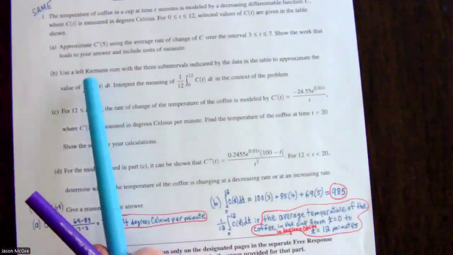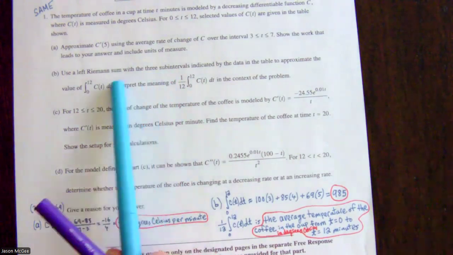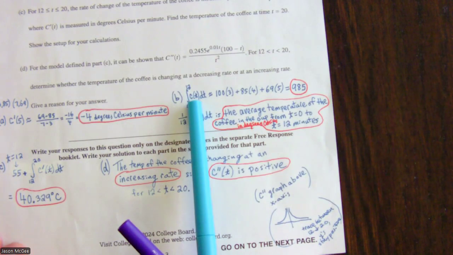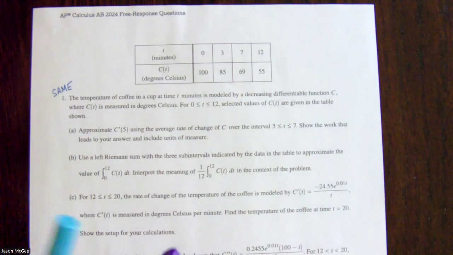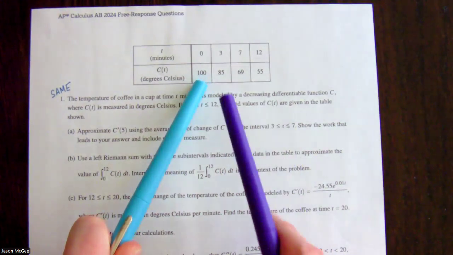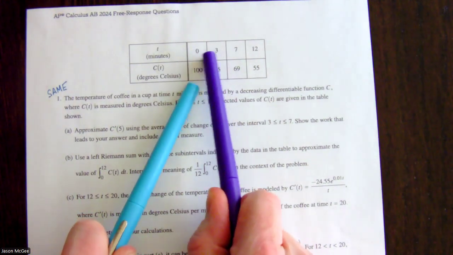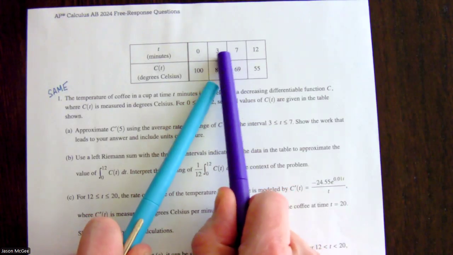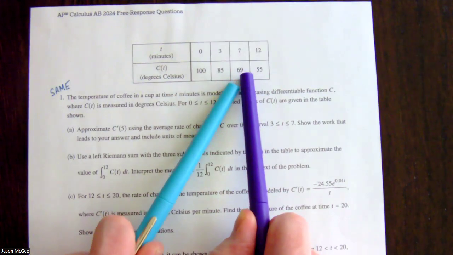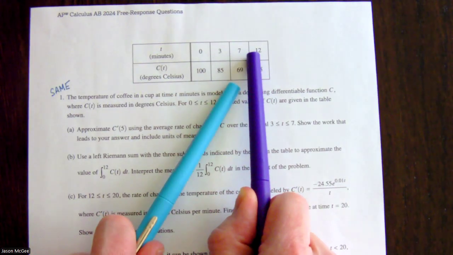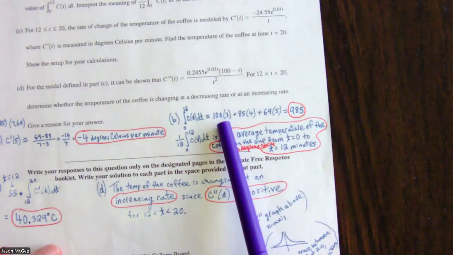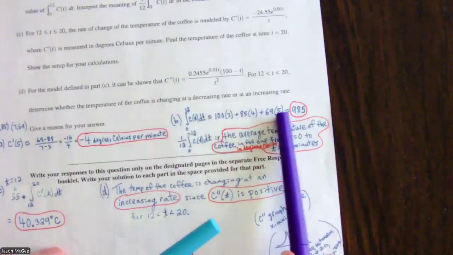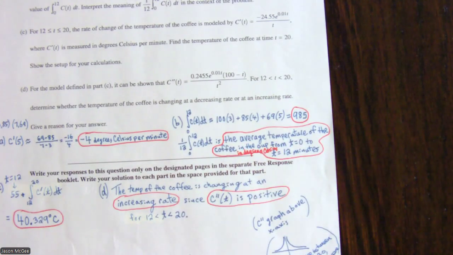Part B says use a left Riemann sum, 3 subintervals, to approximate this integral right here. Remember, if we do a left Riemann sum, we start at the left side of our interval. We're going to go 100 times the distance between 0 and 3, which is 3, plus the 85 times the distance between 3 and 7, which is 4, plus the 69 times the distance between 7 and 12, which is 5. So there's a left Riemann sum. I did 100 times 3, 85 times 4, 69 times 5, and then we use the calculator to get 985 for that.